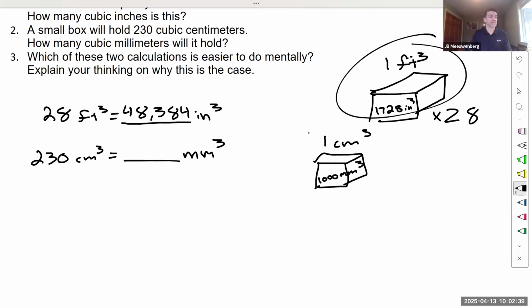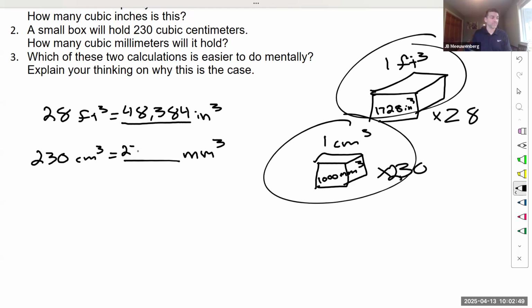We have 230 cubic centimeters. So we have this times 230. Well, 230 times 1,000 is 230,000. Which then leads us to that third question, which is easier to do mentally. The second one. Why is that? Because when we're multiplying by 1,000, we are essentially just adding 3 zeros to the end of our number. There is the benefit again of that metric system. Everything is based on powers of 10, so the calculations are much easier to do.